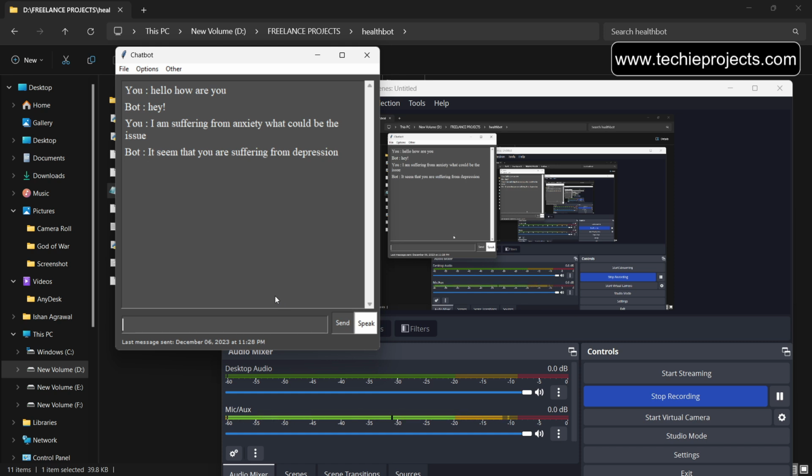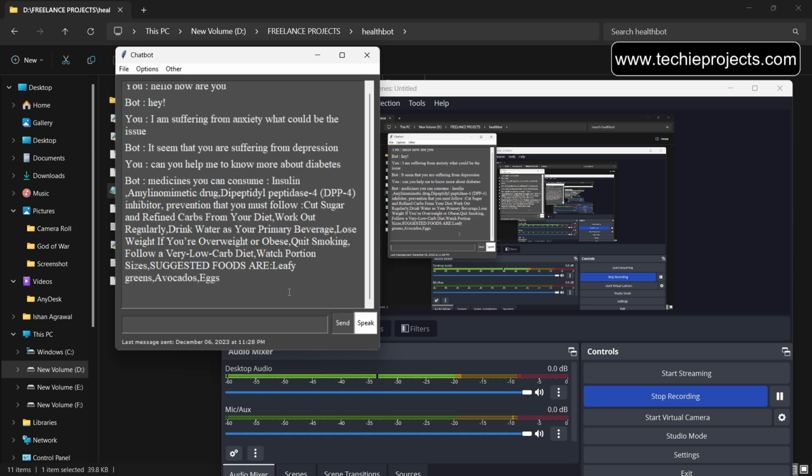Can you help me to know more about diabetes? Medicines you can consume: insulin, amylinomimetic drug, dipeptidyl peptidase 4 (DPP4) inhibitor. Prevention that you must follow: cut sugar and refined carbs from your diet, work out regularly, drink water as your primary beverage, lose weight if you are overweight or obese, quit smoking. Follow a very low carb diet, watch portion sizes.